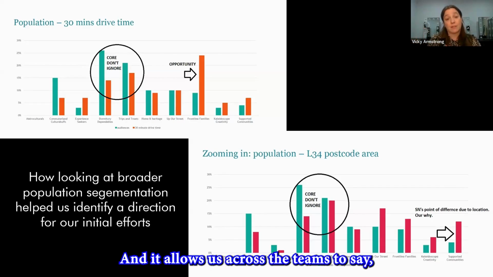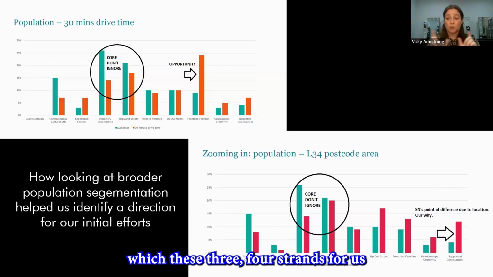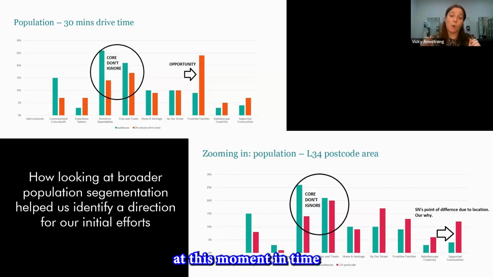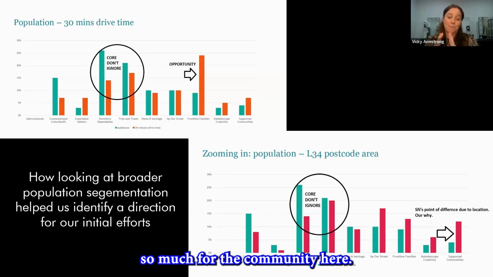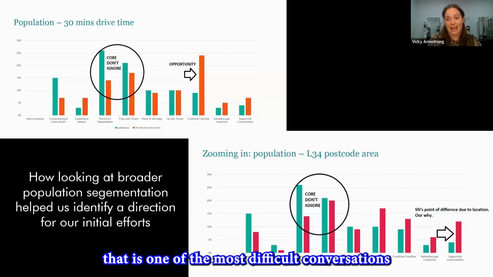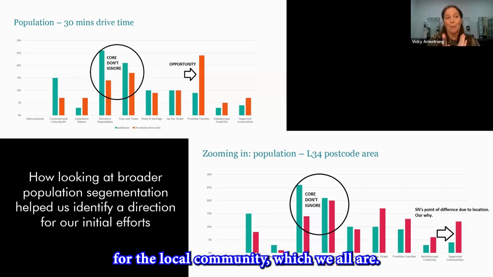And it allows us across the teams to say, which area are we targeting at the moment? Which these 3-4 strands for us at this moment in time, why are we targeting them? How are we targeting them? So that we don't focus all our work, which we'd love to. We'd love to focus absolutely everything on Supported Communities and deliver so much for the community here. But the flip side is we have to generate revenue. And sometimes that is one of the most difficult conversations to have across an organisation, when you've got programmers and engagement teams who are so passionate about delivering for the local community, which we all are.